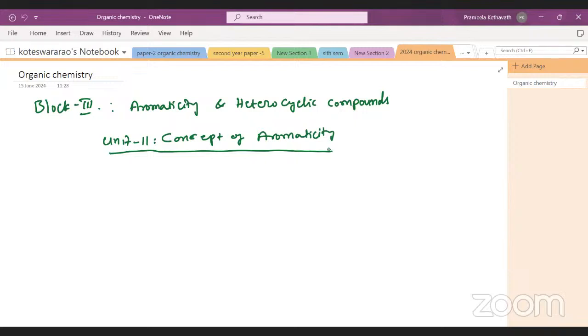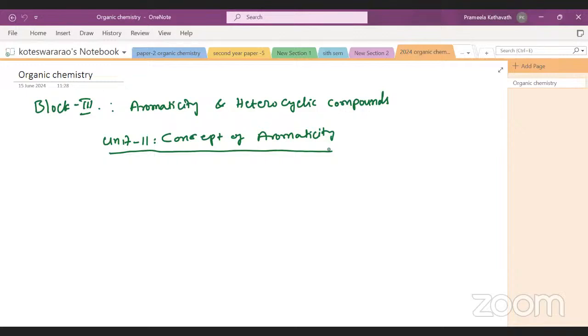Sir, which accepts 4n plus 2 pi electron rule. We just simply say the name. How can you verify the number of electrons in it? How can you say it is aromatic by simply pronouncing its name? Is it possible to say whether it is aromatic or not? Okay.